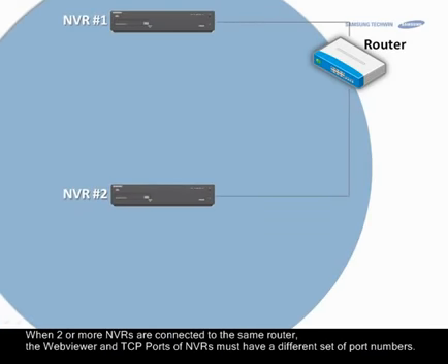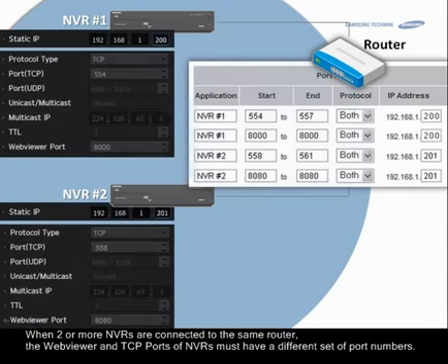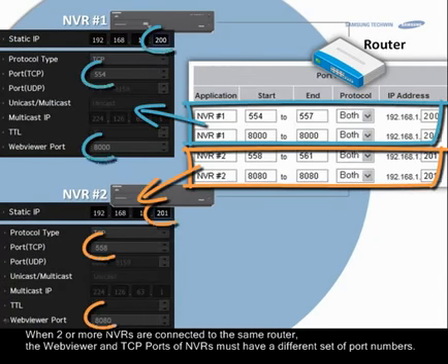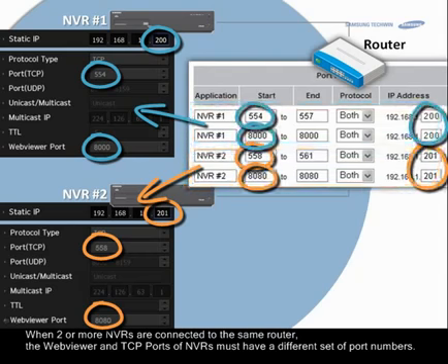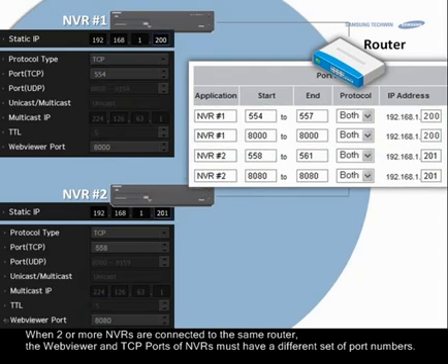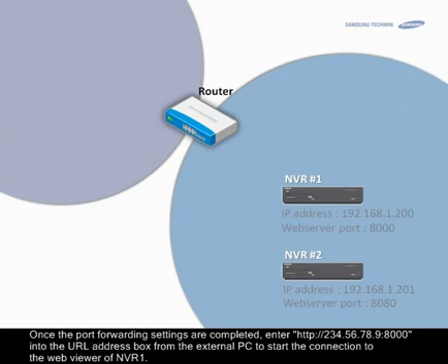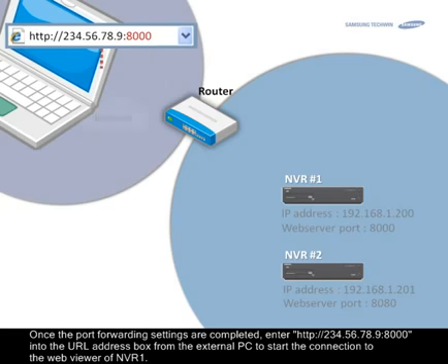When 2 or more NVRs are connected to the same router, the web viewer and TCP ports of the NVRs must have a different set of port numbers. Once the port forwarding settings are completed, enter the hypertext 234.56.78.9:8000 into the URL address box of the external PC. This will start the connection to the web viewer on the NVR1 port.